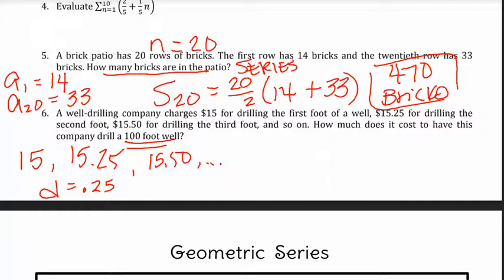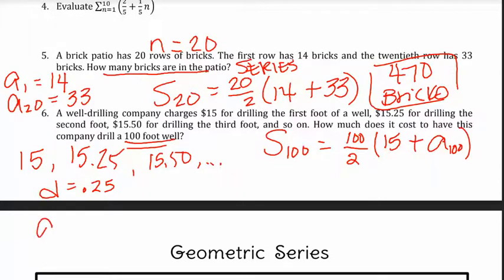So I want to know for a 100-foot well. So I know I want to calculate a series because I want to know how much it costs. I want to know the total. So it's going to be 100 divided by 2. And then my first element is 15. And then I have to figure out what this pattern would be when I'm at my 100th element.